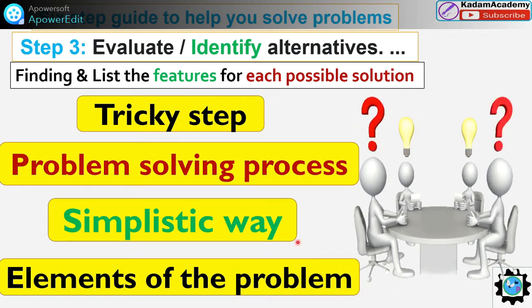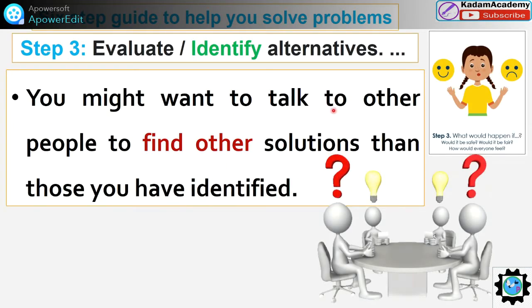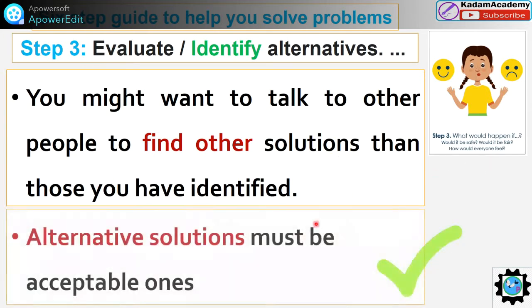Friends, I will tell you about one great person, that's Steve Jobs. You might want to talk to other friends or people to find the solutions. Then, along with those you have identified, that will give you better solutions. Also, the alternative solution must be acceptable. You have to take those solutions which are the acceptable ones.